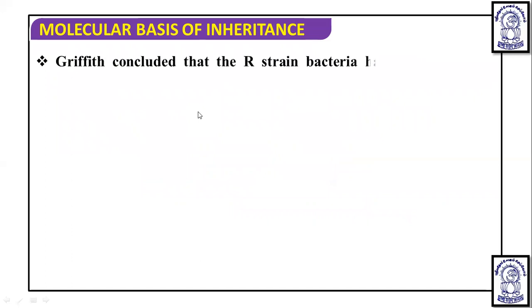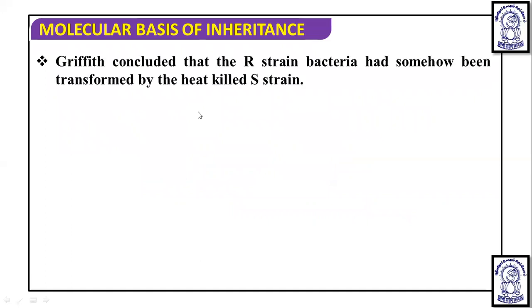And then Griffith concluded that R strain bacteria had somehow been transformed by the heat-killed S strain. R strain is non-virulent and heat-killed S strain also becomes non-virulent, because in that case mass death does not occur. So if we give them combined, then death occurs. Why? Griffith concluded that R strain bacteria had somehow been transformed by the heat-killed S strain bacteria into virulent bacteria. It means R strain became virulent from the non-virulent state.